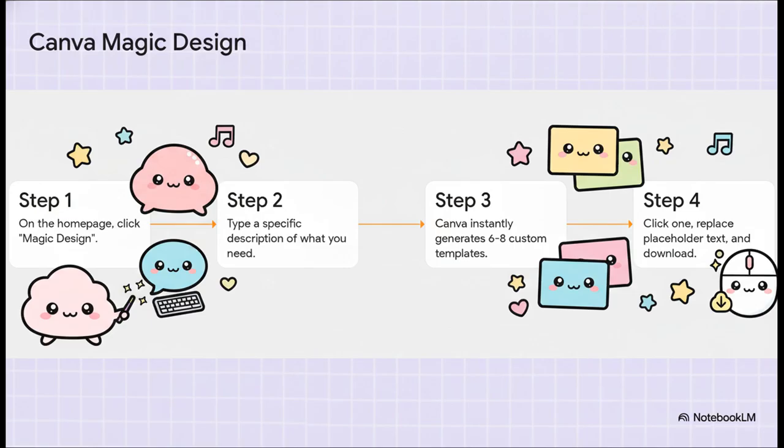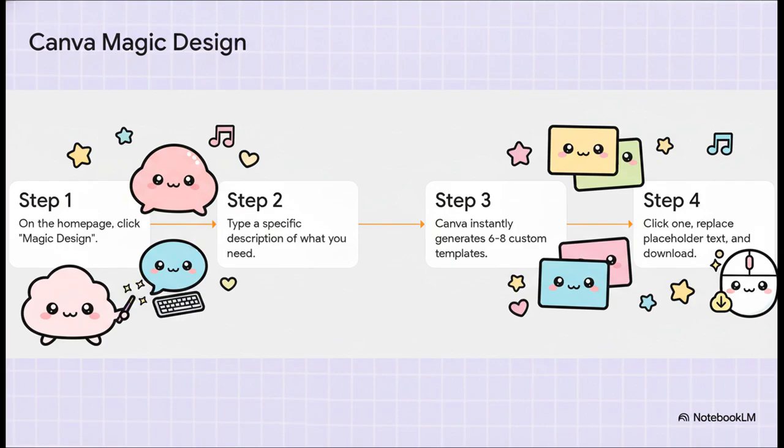Let's just see how ridiculously fast this is. You go to the homepage, you click that big button that says Magic Design. You type in what you want, let's say an Instagram post for a local bakery's weekend sale. And bam! Instantly, Canva spits out like 6 to 8 totally custom templates. You just pick the one you like, change the text, and you're done. That's a finished design in, what, under 2 minutes?